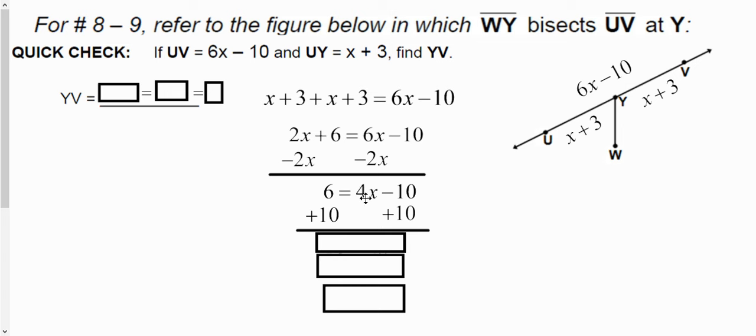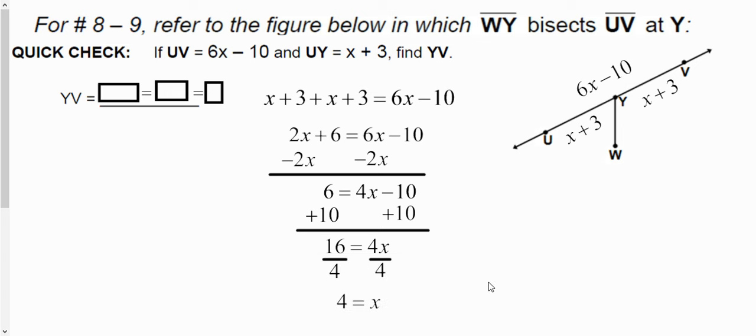Now we'll isolate this 4x term by getting rid of the minus 10 with plus 10. We get 16 equals 4x. Divide by 4, and we get x equals 4. YV, which is the little piece, again, was the same as the other one, x plus 3. So we take our x number 4 and add 3 to it and get 7.